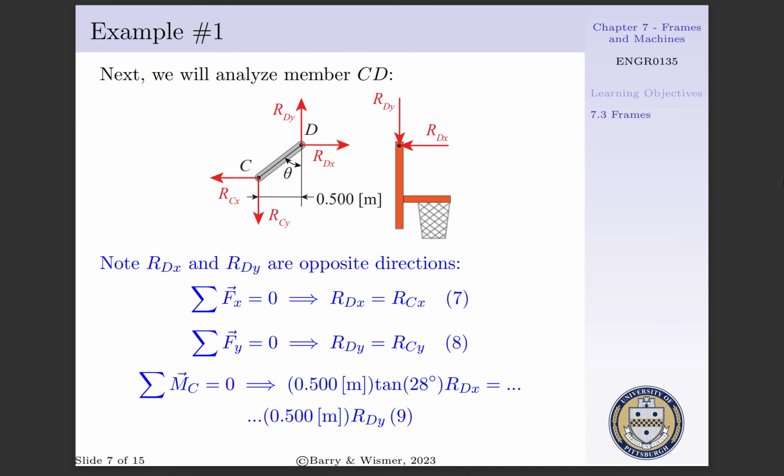Lastly, we will sum our moments about point C and set this equal to 0. We see Rdx is going to act on a moment arm of 0.5 meters times a tangent of 28 degrees, whereas Rdy will counteract this when acting on a moment arm of 0.5 meters. Thus, we'll cast equation 9 as 0.5 meters times a tangent of 28 degrees times Rdx is equal to 0.5 meters times Rdy.